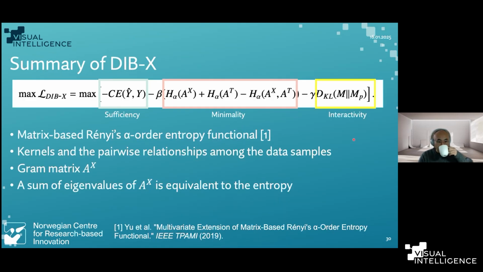So this is a summary of the method DIB-X. We introduced 3 different explainability principles and formulated them within information theoretical learning terms. And the core idea also relies on the matrix-based Rényi's alpha entropy functional, which is based on kernels and the pairwise relationships among the data samples to create a gram matrix. And the sum of eigenvalues is equivalent to the entropy measure.